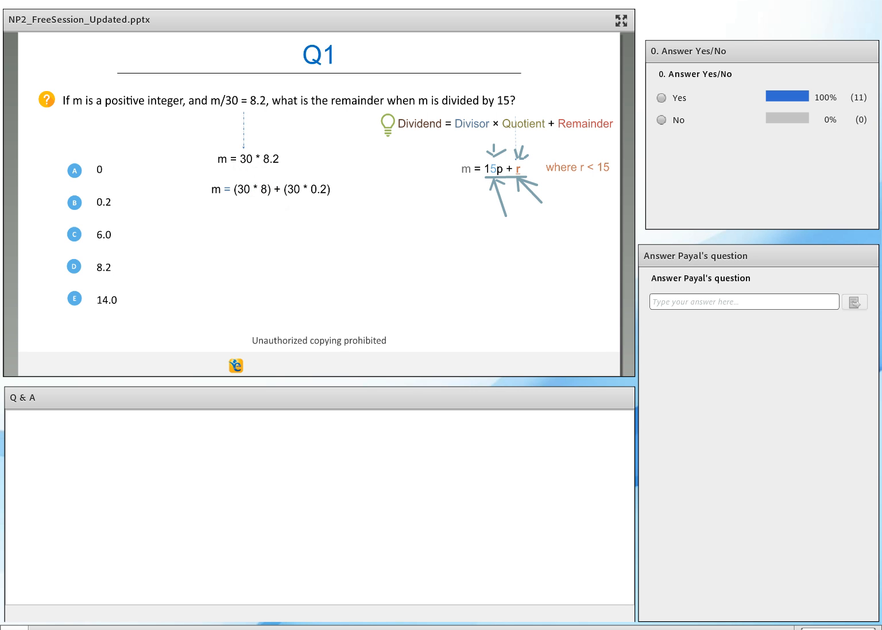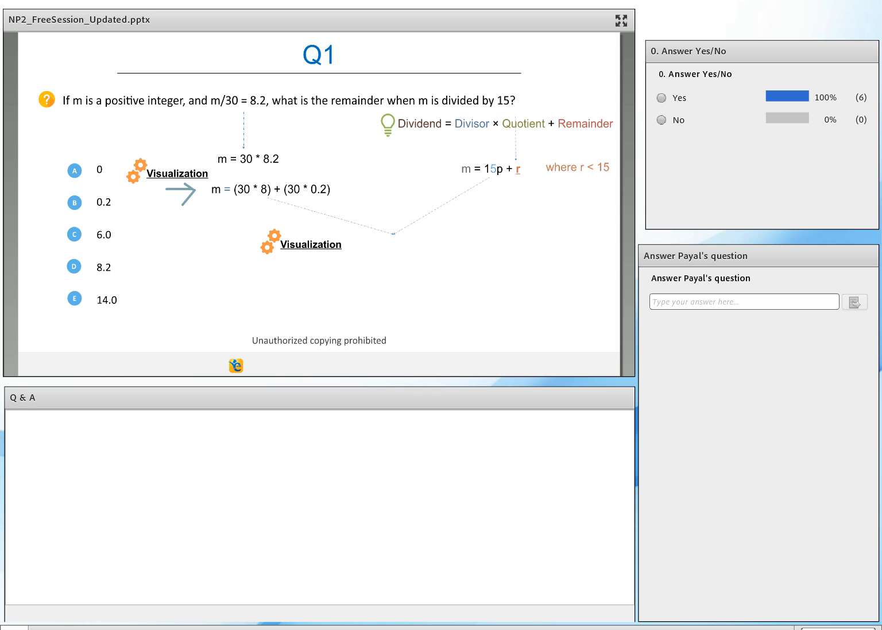First of all, I'm not going to do the calculation here. What I'm going to do is split 8.2 as 8 and 0.2, and express it as 30 times 8 plus 30 times 0.2. Everyone with me on this? How I did this part here?